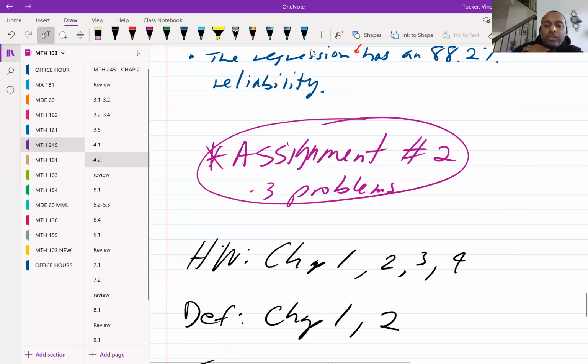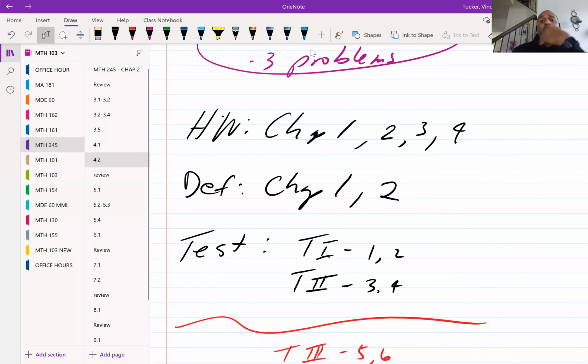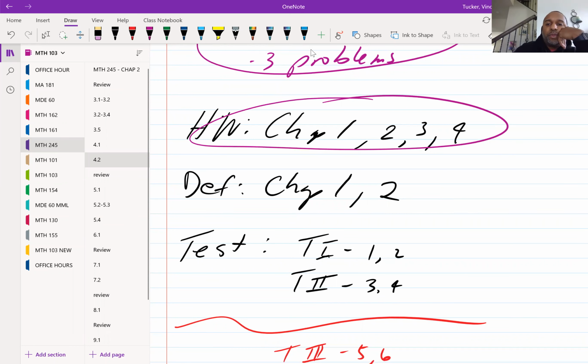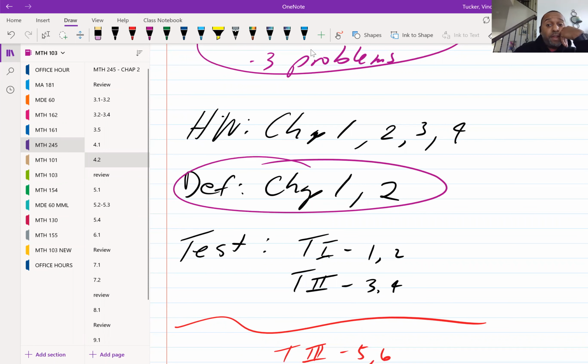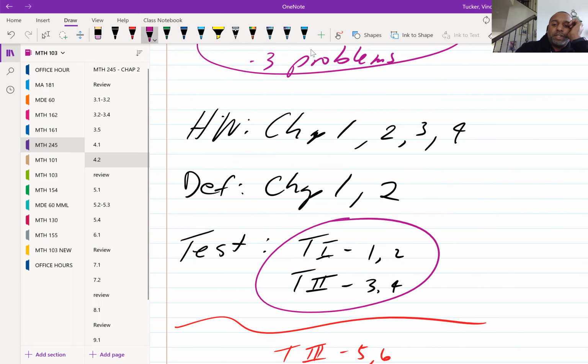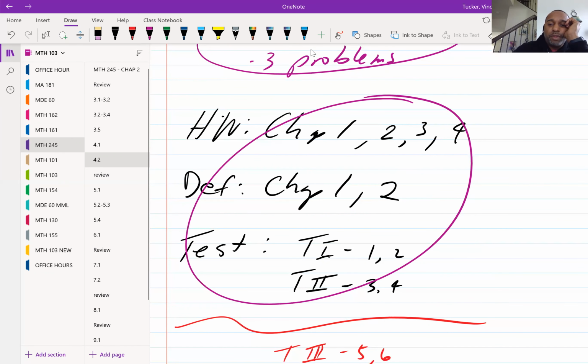So let's get into what you guys are going to be held responsible for up to this point. So we've done all of chapter 4 now. So you have homework 1 through 4. If you have not turned in the definition, I think everybody has, but it's just up here as far as what you guys are held responsible for to this point. And now you have test 1 and test 2 that should be available. I need to check and see if I posted this. I think I did. But this is all that you guys are held responsible for to this point.